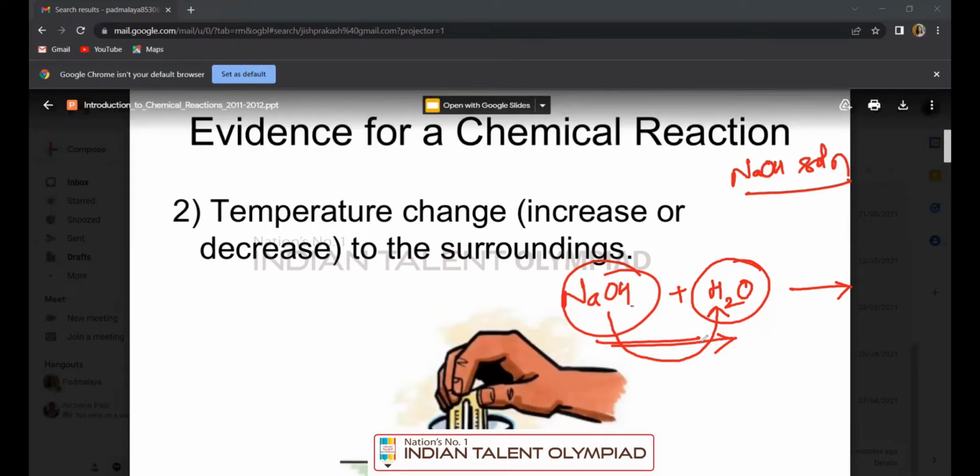If I want to go with a normal example, you take a glass of water and add glucose to this glass of water. Stir it. After dissolving the glucose in water, if you touch the glass, what will you feel?